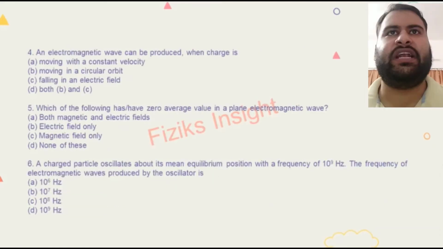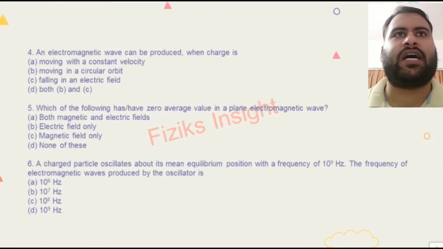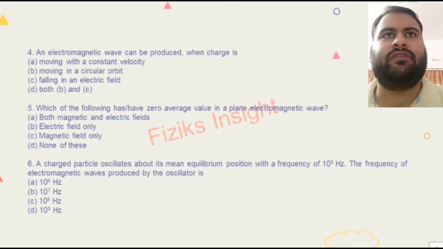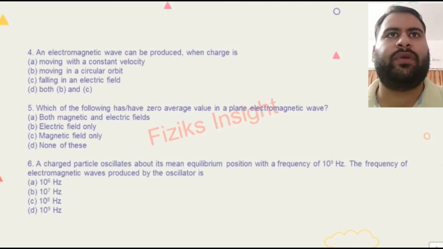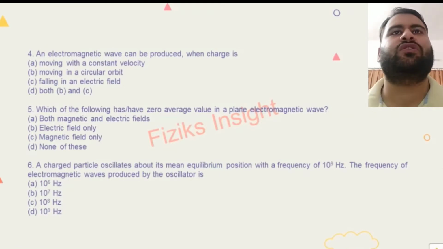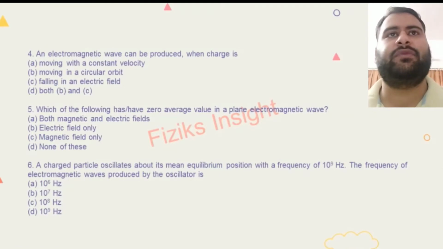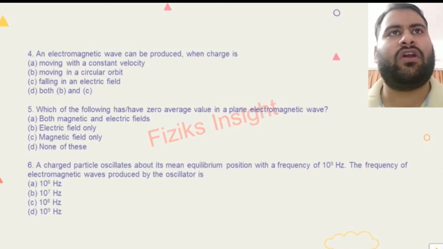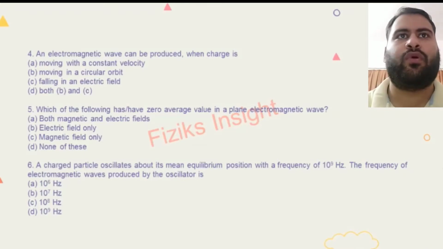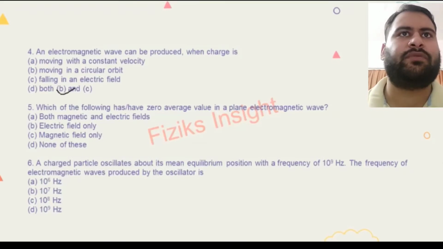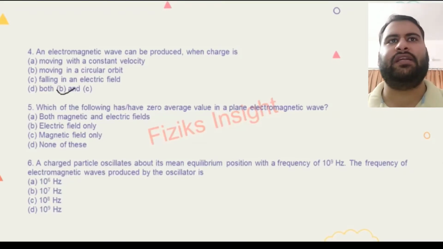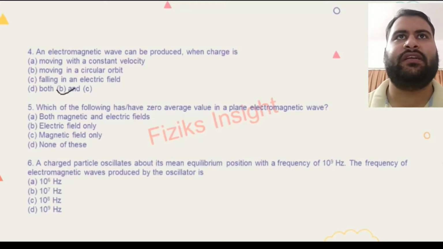Now the fourth question: electromagnetic waves are produced when a charge is moving with constant velocity, moving in a circular orbit, falling in an electric field, or both B and C. Now see, the source of electromagnetic waves is always an accelerated charge. So acceleration means change in velocity. Now velocity is changing in both B and C options. That's why both B and C is the correct option, meaning D is correct. So the answer is D part.